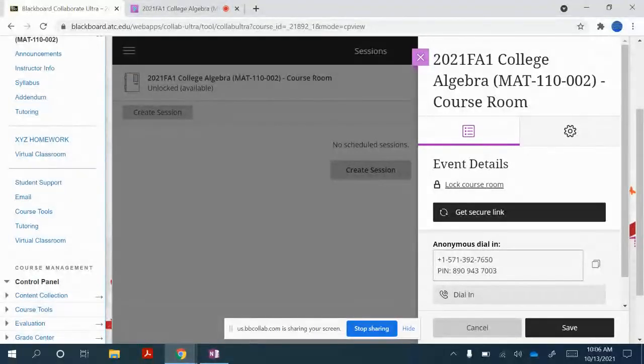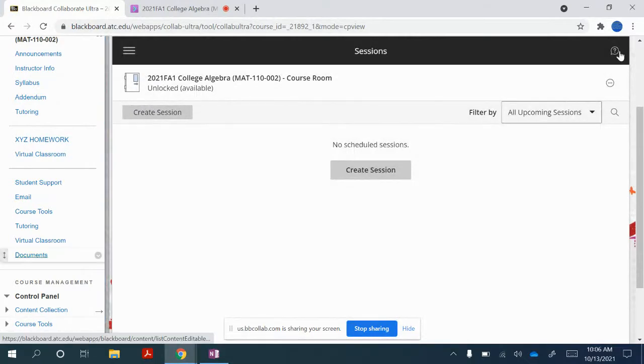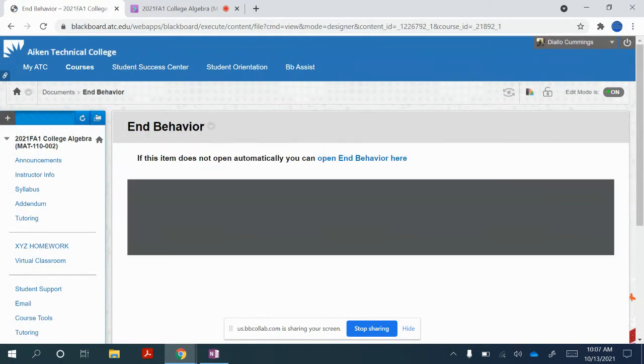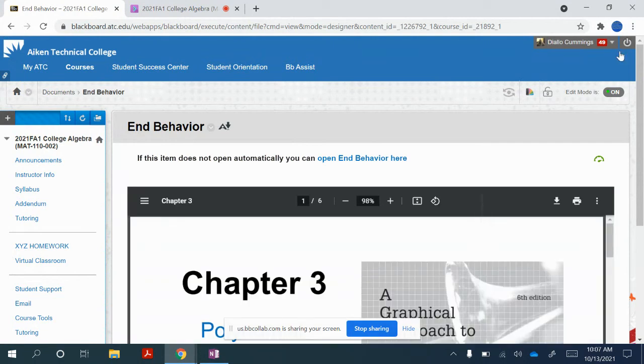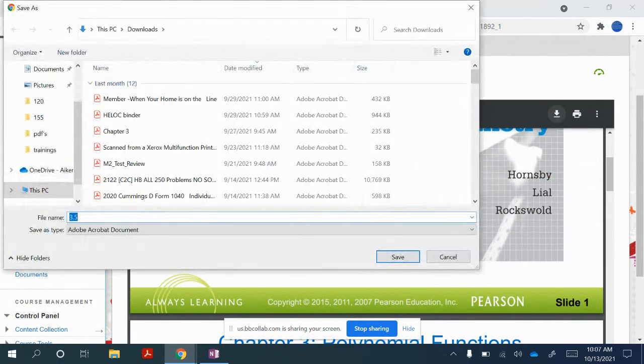Oh, I'm sorry. I guess I should have kept up this screen. Okay, I'm going to go back to our main page. I added something called documents, this very last link at the bottom. I'm simply going to click on that. And I added this document called end behavior. I'm actually going to download this to the computer and pull it up.